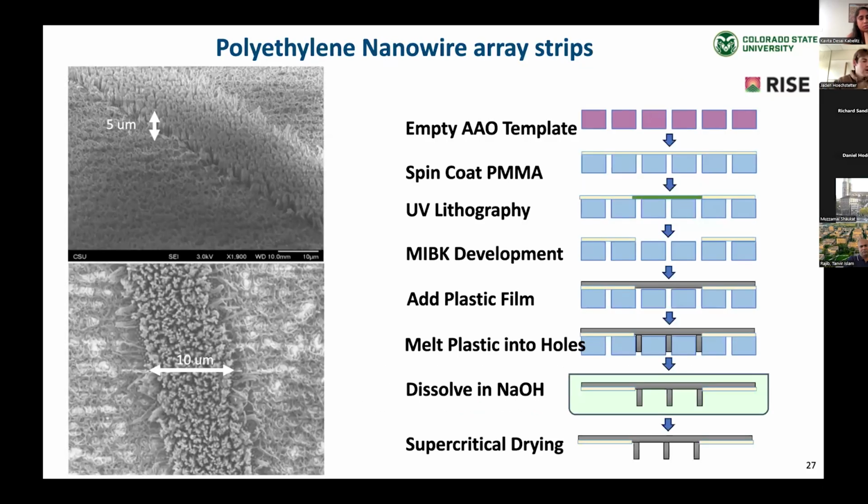To study this, we fabricated nanowire array strips through an extensive fabrication process. Typically, these nanowire strips were 10 microns wide and the wires were 5 to 10 microns tall. In the case of the polyethylene nanowire strips, we made them 5 microns tall and then 10 microns wide. And how we did this is we started with an empty AAO template and then spin coated PMMA before doing UV lithography, creating a 10 micron strip. And then we added the polyethylene film that we extruded through, creating nanowires in just the 10 micron strip array.